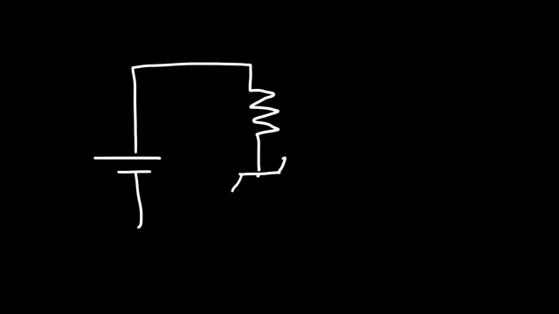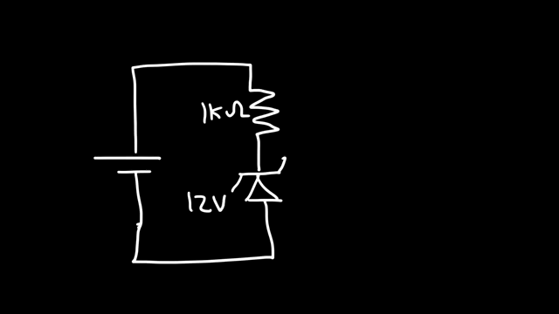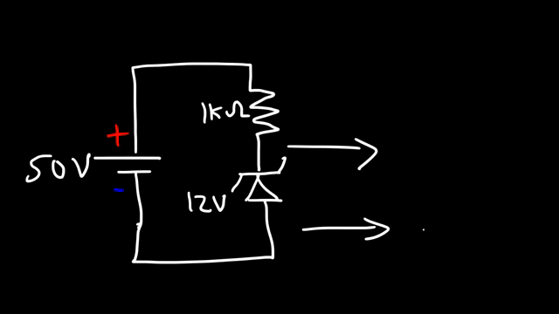So let's use the same circuit with the same components. So we have a 12-volt Zener diode, but this time let's use a 50-volt battery. So what is the voltage across the Zener diode? And what's going to be the current in the circuit?